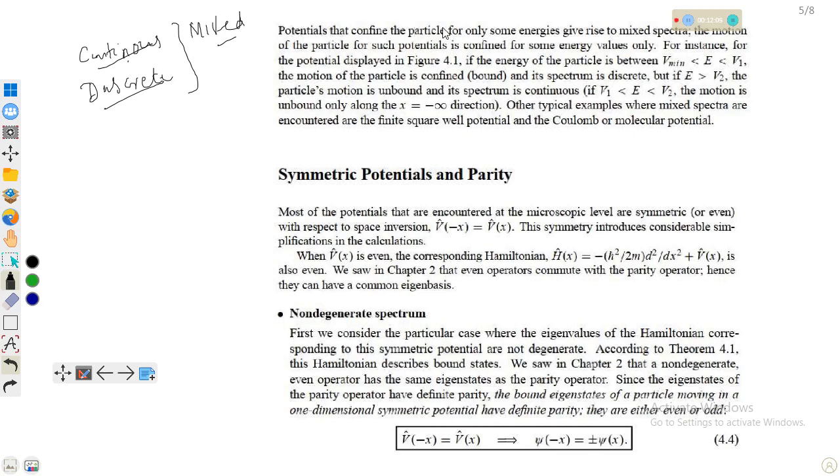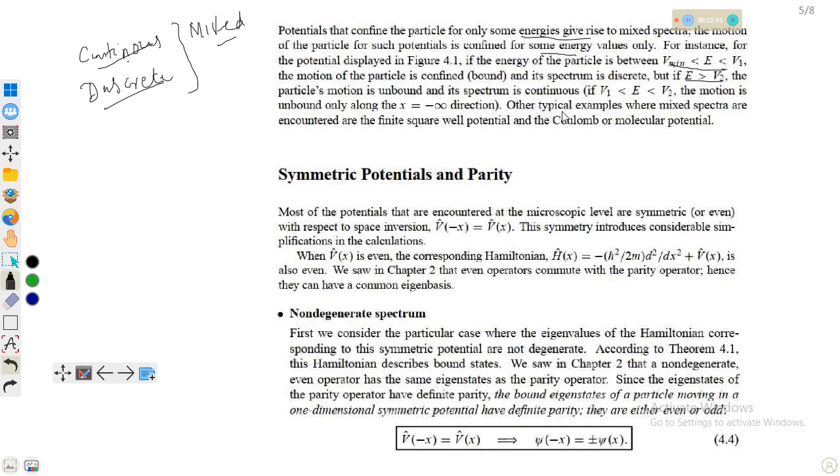A potential that can bind the particle for some energies gives rise to mixed spectra. We have discrete as well as continuous spectra, because at some point the particle is bounded and at other points it is not. So the motion of the particle for such a potential is confined for some energy values, and for others it is not. For instance, for the potential displayed in the figure, from V minimum to V1 the particle is confined, and if the particle has energy E greater than V, it is not confined. So we have a continuous spectrum for unbound states and a discrete spectrum for bound states.